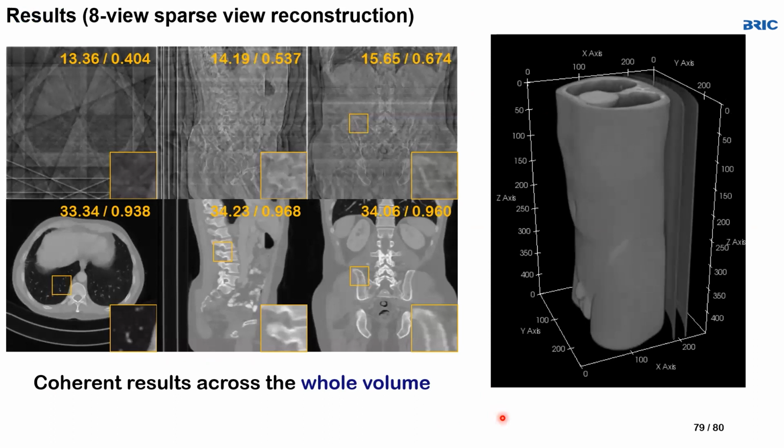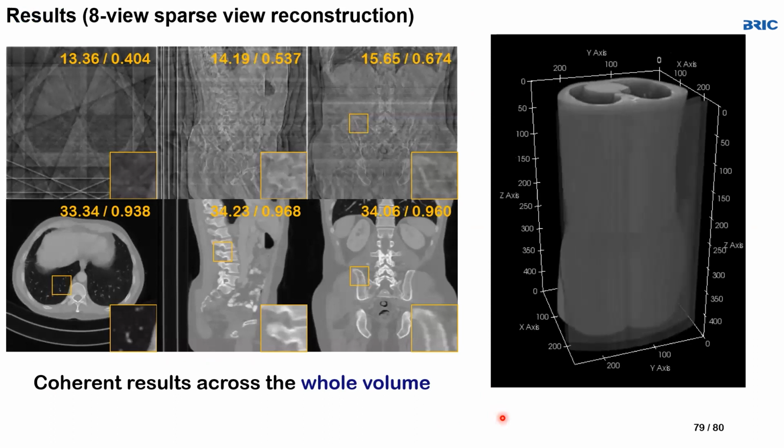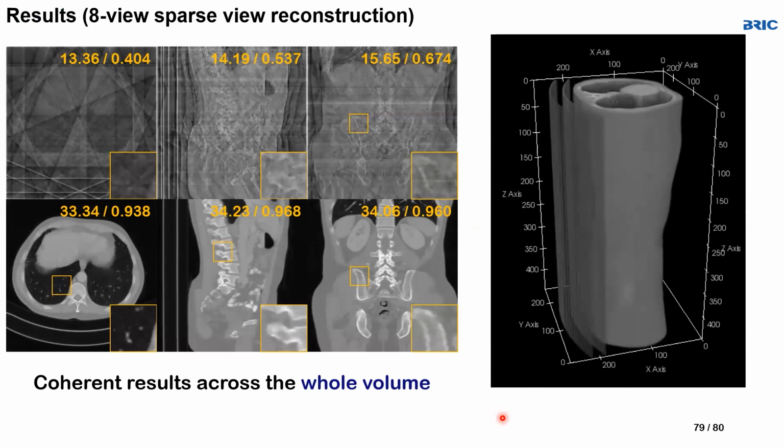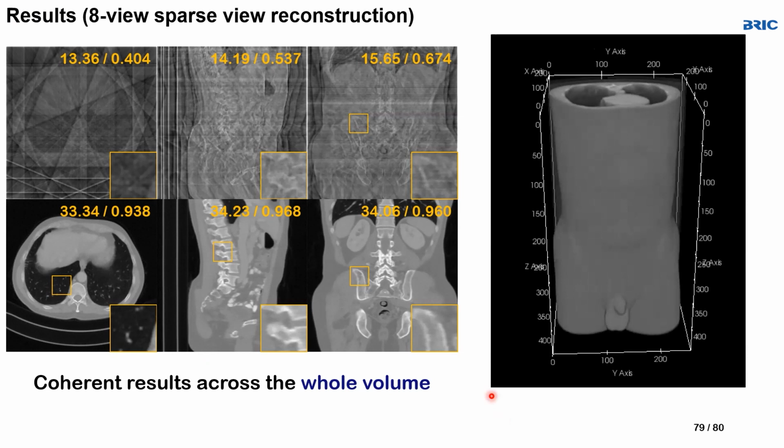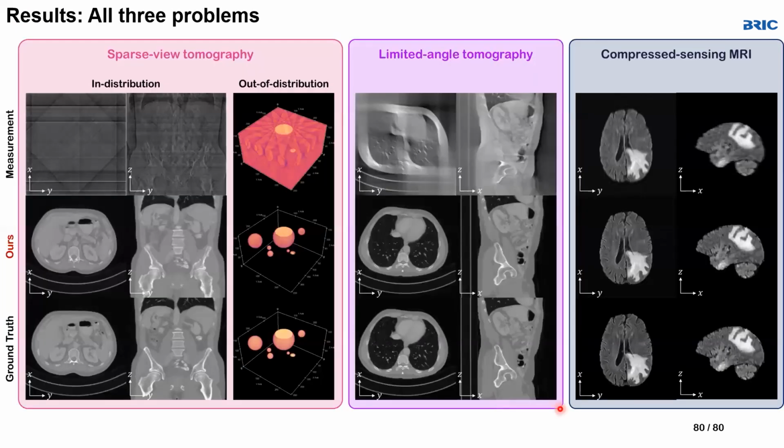With the proposed method, we are able to achieve reconstructions from an extremely limited number of views. In this case, I'm showing 8-view reconstruction of computed tomography obtained through some parallel imaging system. And we see that we achieve coherent results across the whole volume, achieving state-of-the-art results. Now, in the paper, we show that we can apply the same methodology to all the three representative problems arising in medical imaging, including sparse view tomography, limited angle tomography, and compressed sensing MRI.